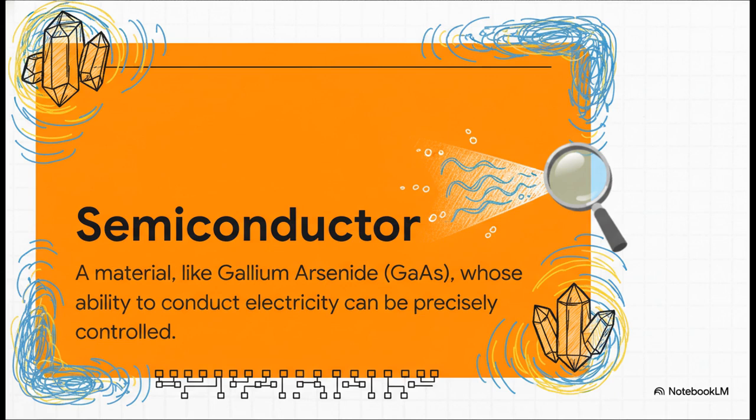Think of a material like gallium arsenide. Now, it's not a great conductor, but it's not an insulator either. It's in this perfect sweet spot in between. And that special property lets us control the flow of electricity with incredible precision. It really is the perfect stage for this dance between light and matter.